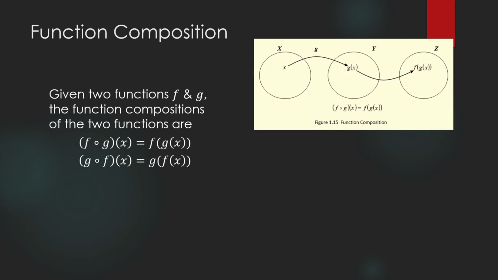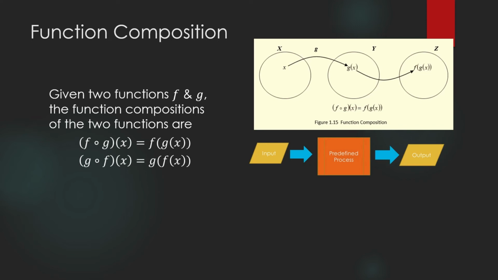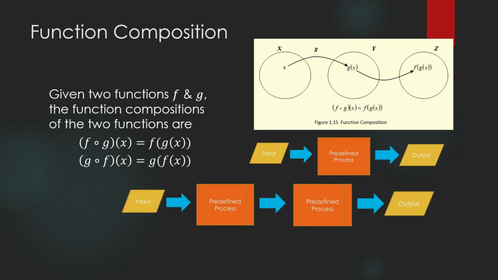From my first discussion about functions, we can look at functions as actions. We have an input. The function, which is a predefined process, will act on our input and it will produce an output. So you have inputs, you enter them into a predefined process and it will produce a unique output. So we can look at function composition as a sequence of functions, or a finite sequence of functions.